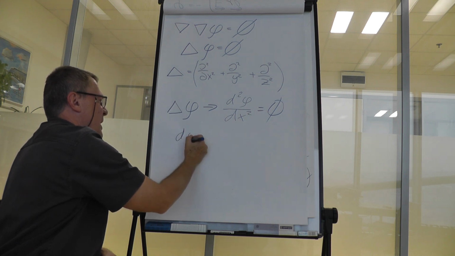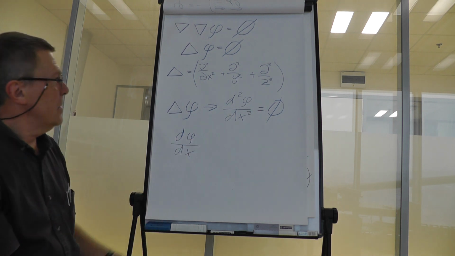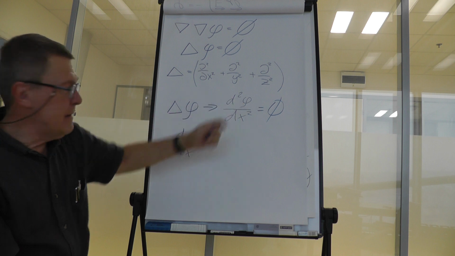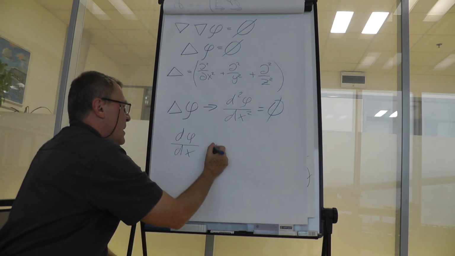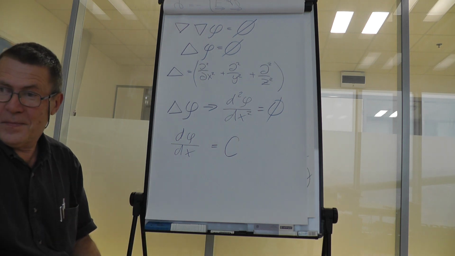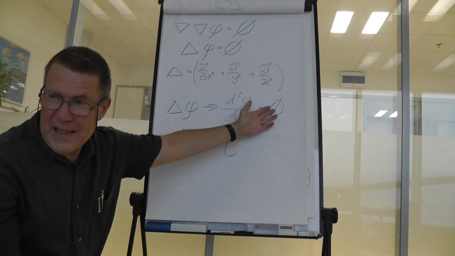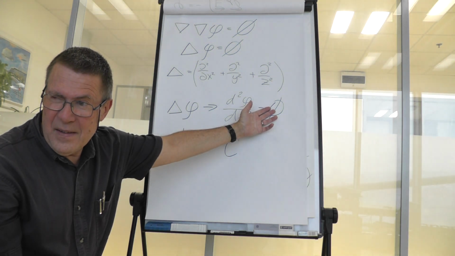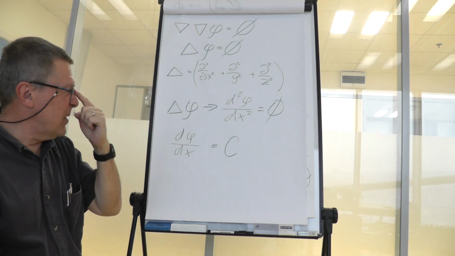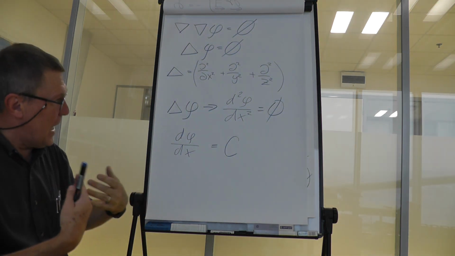So first, integrating this, we would get the first derivative of phi against x. That's the integral. And that is equivalent to a constant. We have integrated, and the result of that is a constant. Okay, but we already have an improvement.